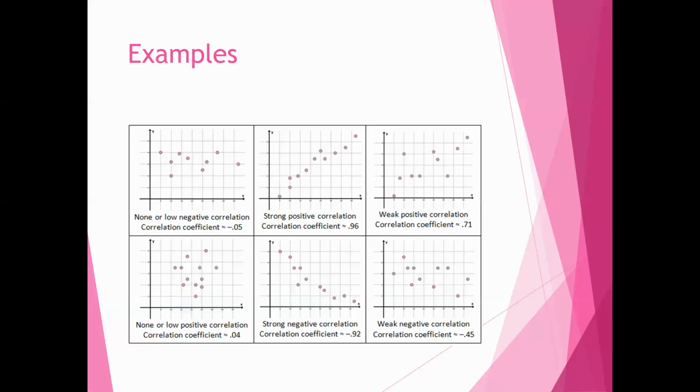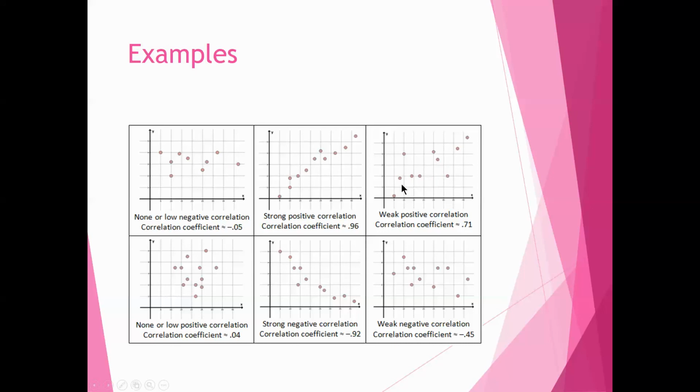So here's some examples of correlation coefficients so we can begin to get visuals for them. In these 6 examples, if you can sort of see these, then you'll have a good idea of what's going on when you look at scatter plots. Here, there's nothing particular going on, very weak negative correlation, negative 0.05. Second one, very strong and positive, 0.96. This is weak and positive, about 0.71.